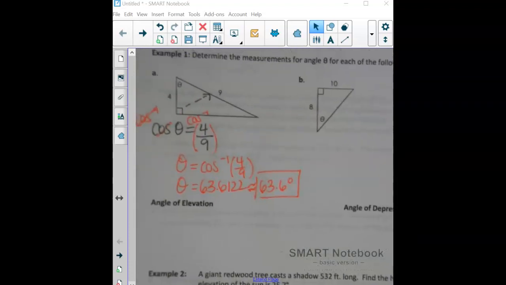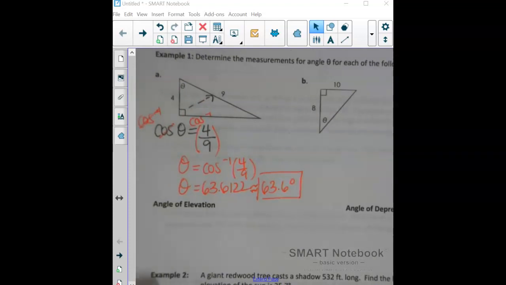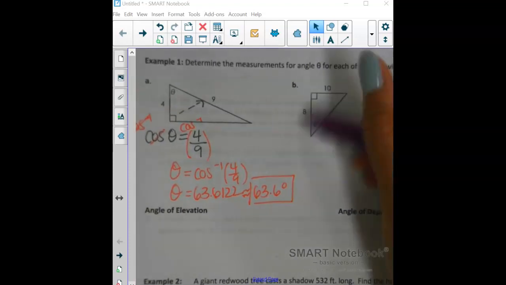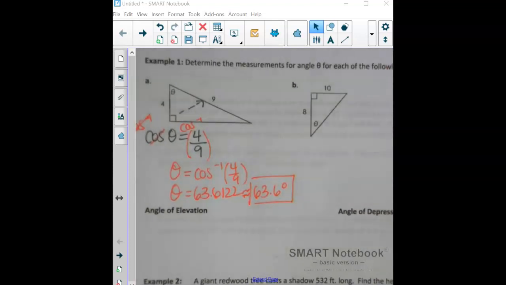Questions or concerns? All right, let's look at part B. Part B, again, we have a triangle. Jacqueline, what's the trig function that I should use for this?